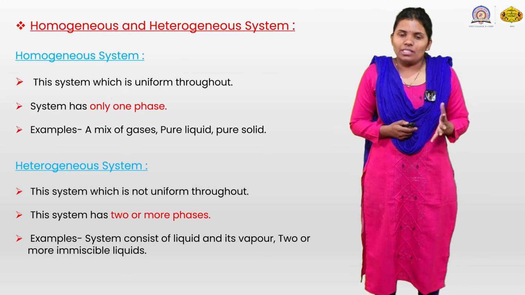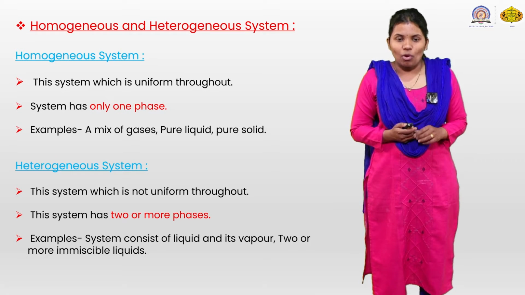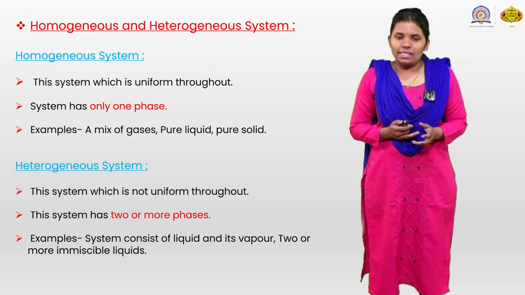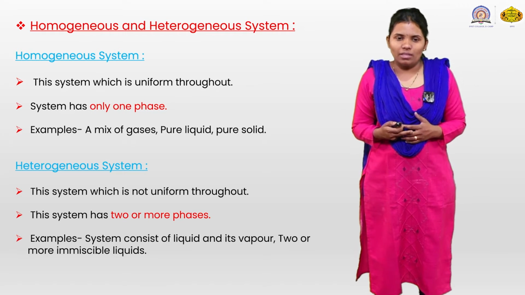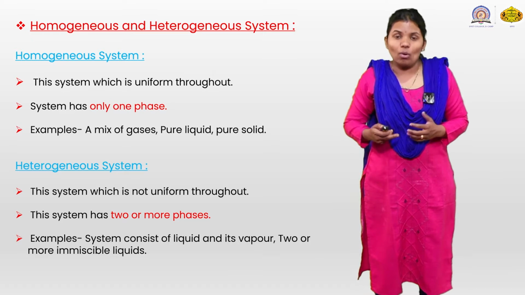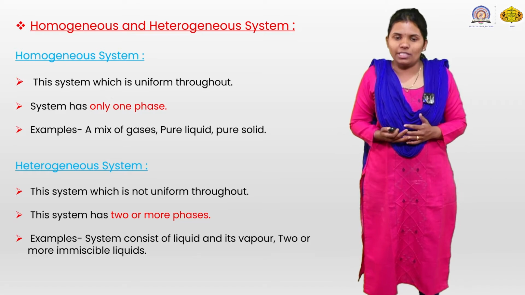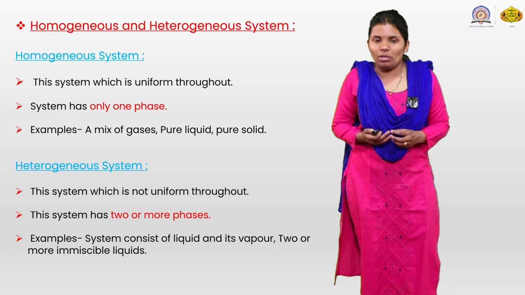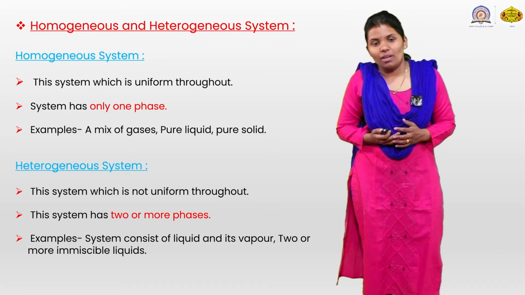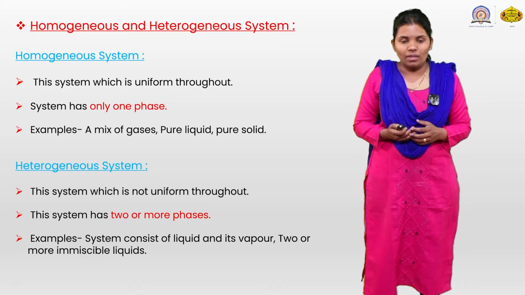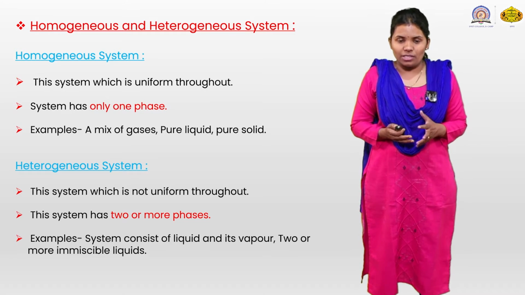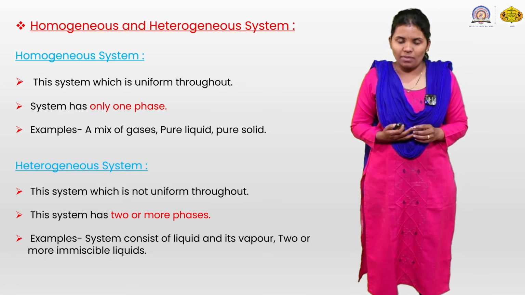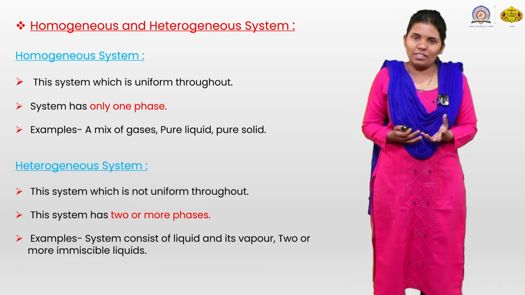Next is the homogeneous system and the heterogeneous system. Homogeneous, homo, that is uniform. A system which is uniform throughout, or contains only one phase, is called a homogeneous system. A mixture of gases, a pure liquid or a pure solid is a homogeneous system, which is homogeneously mixed up. Next is the heterogeneous system, which is not uniform. This system has two or more phases.